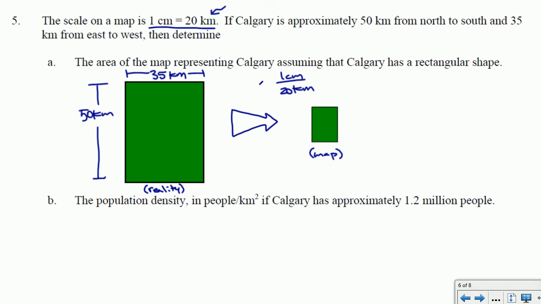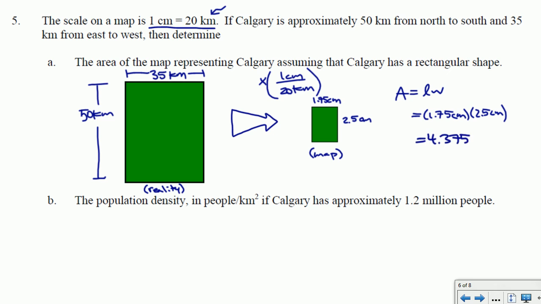So if we multiply 35 kilometers by 1 over 20, so that's essentially like going 35 divided by 20, we get a width of 1.75 centimeters. And if we do the same with 50, so 50 times 1 over 20, or equivalently 50 divided by 20, we get 2.5 centimeters. So given that the area of a rectangle is length times width, we just go 1.75 centimeters times 2.5 centimeters. And we get a map area of 4.375 centimeters squared.